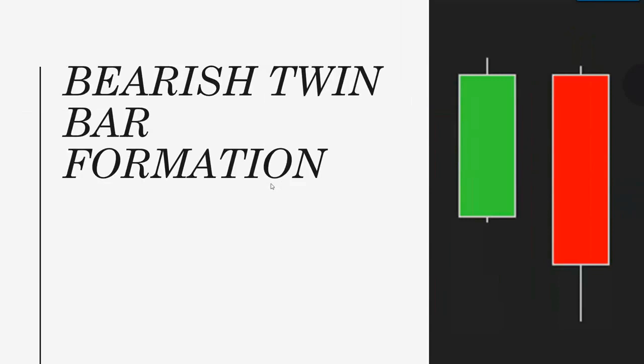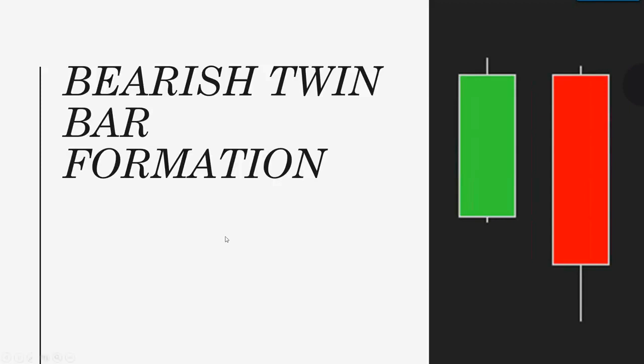Then we have the bearish twin bar formation to the downside. In this case, we have a bullish bar followed by a bearish bar. The next price bar should go down, okay? And all it is telling you is, they pushed price up, sellers came in and said, no, you're not, and they're taking it straight back down, okay?